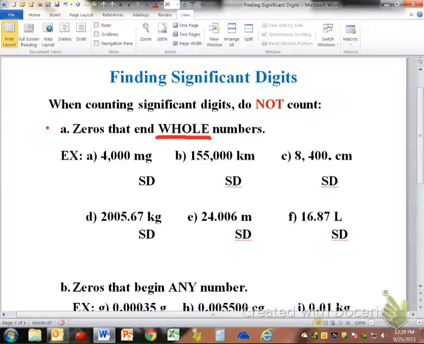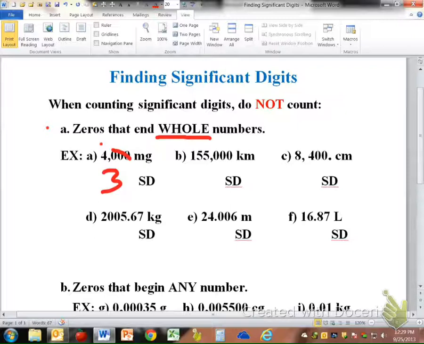Now look at example A, 4,000 milligrams. That's a measurement that is most likely rounded off to 4,000. It could actually be 3,999 milligrams. But because these three zeros here end whole numbers, they don't count as significant. I will count that 4. So this number has exactly 1 significant digit. Zeros that end whole numbers do not count.